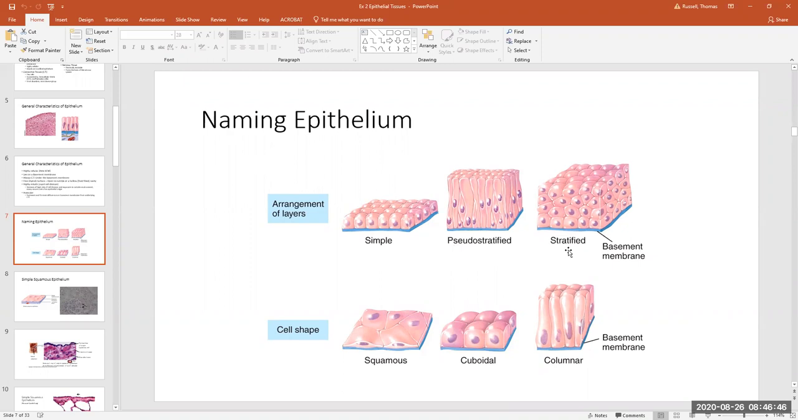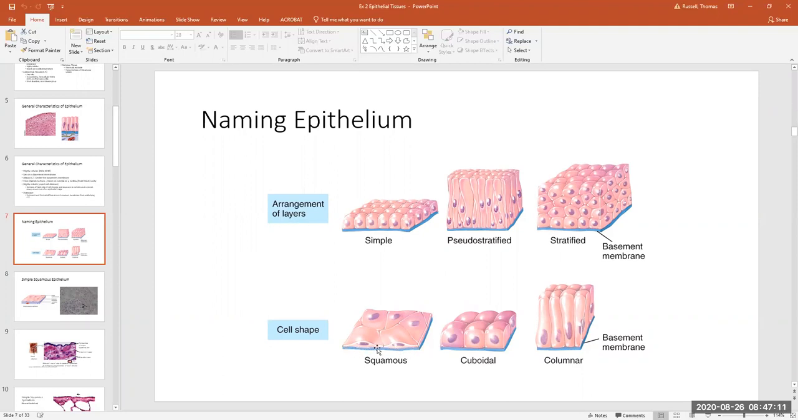Now, the other part of the name is based on the actual shape of the cell. What are the shapes of the cells? More often than not, it's the cells at the surface that we name it by. So here are the shapes. The first type includes cells that are flattened out. You can see this cell is flat.